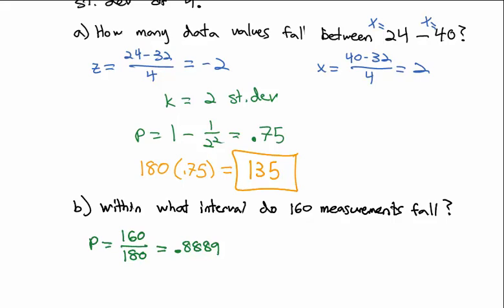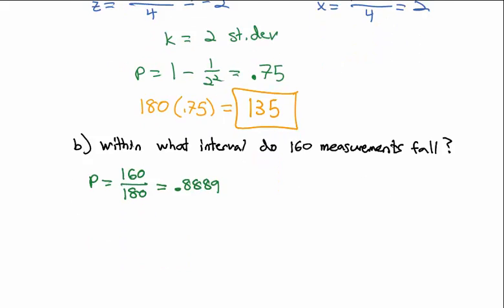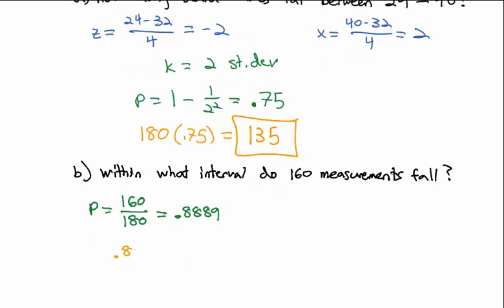That's the proportion. So now we go to Chebyshev's theorem, which says 0.8889 equals 1 minus 1 over k squared. Subtract 1 from everything, we get negative 0.1111 equals negative 1 over k squared.